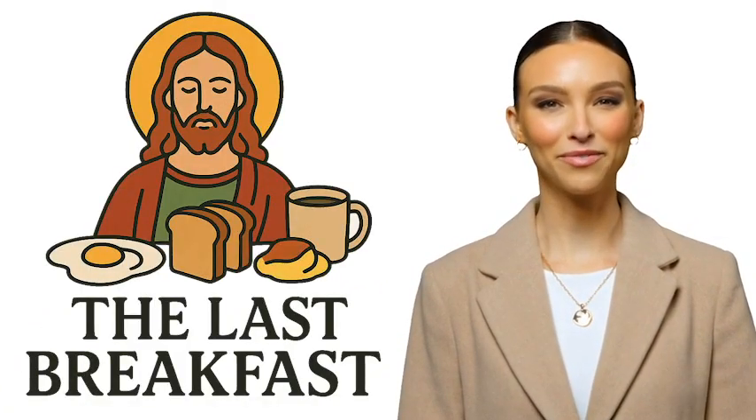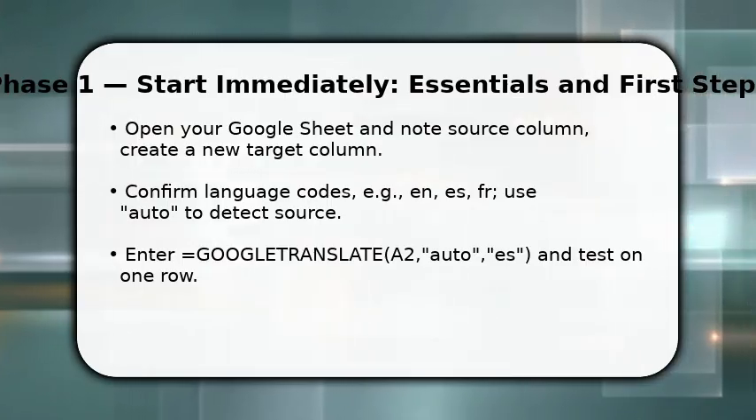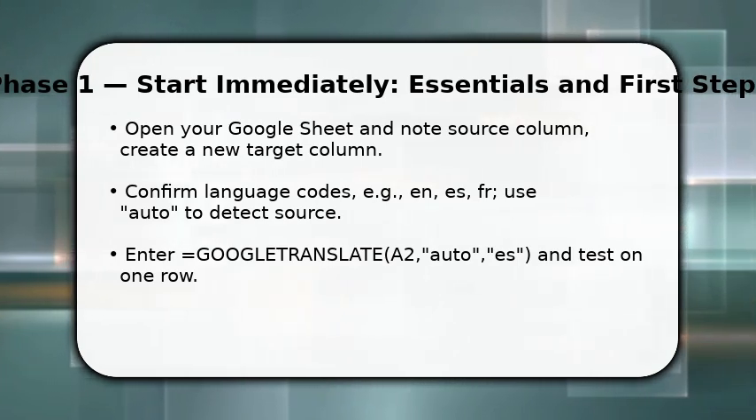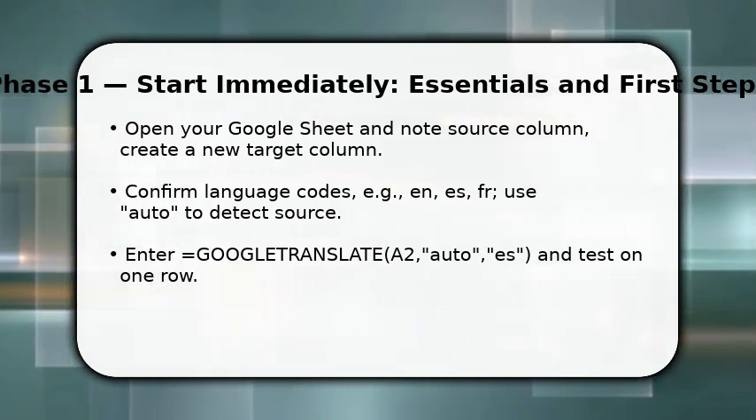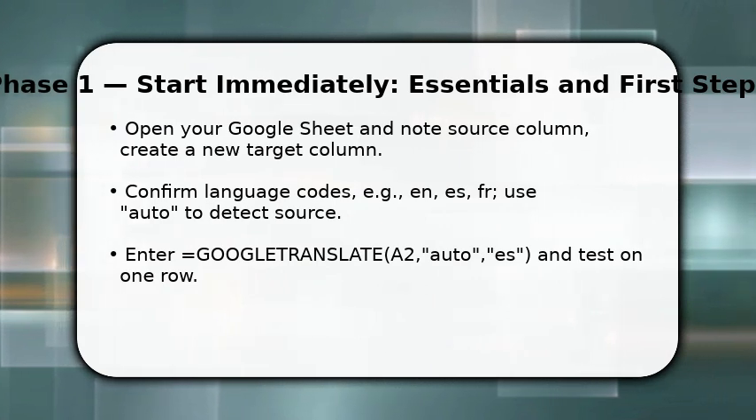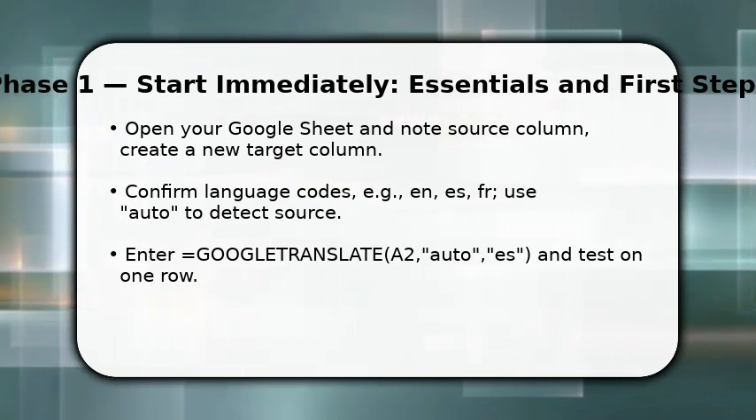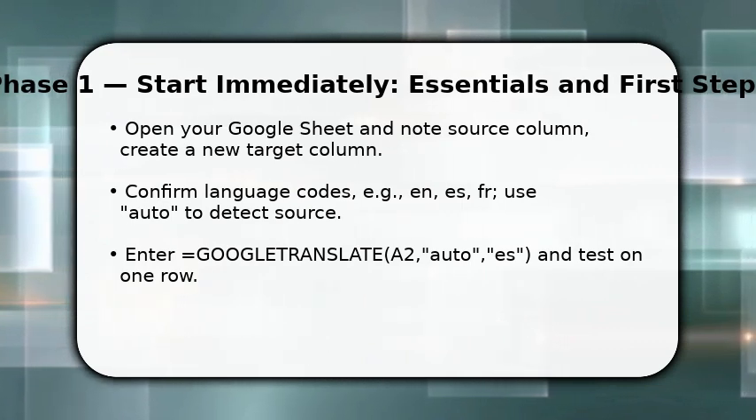Please enjoy the video. You begin by preparing only what you need: open the sheet, pick the source column, and add a target column for translations. Next, confirm the two-letter language codes. Use auto if unsure, because accurate codes control results.